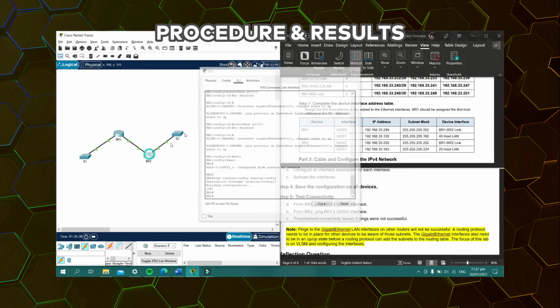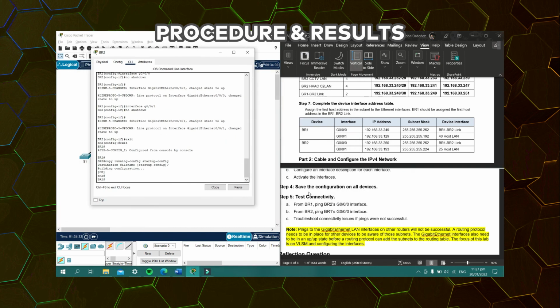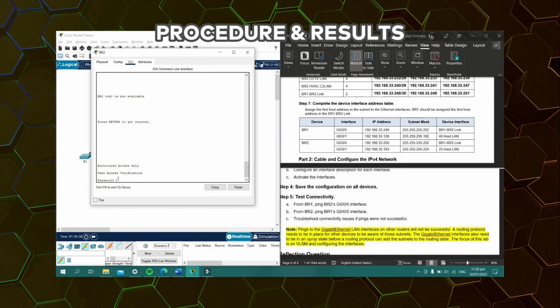So next, from BR2, ping BR1's G0/0/0 interface. So exit. The password would be cisco, and ping BR1's G0/0/0, which is this one. So ping 192.168.33.249. The success rate is 100%.